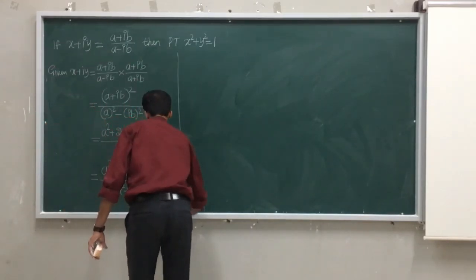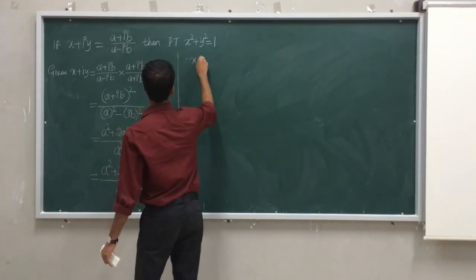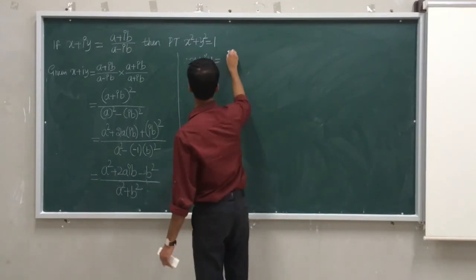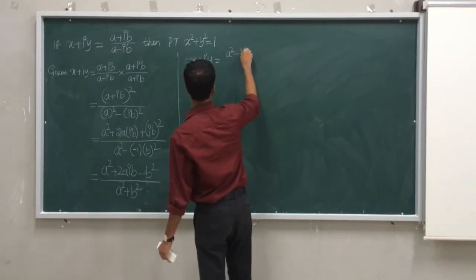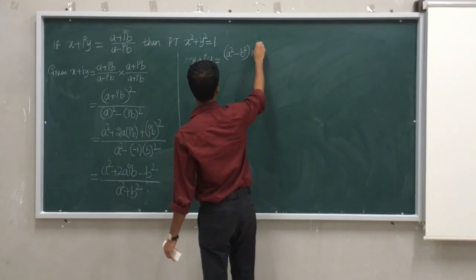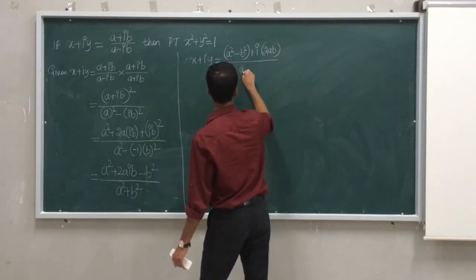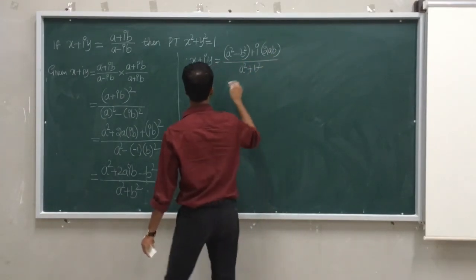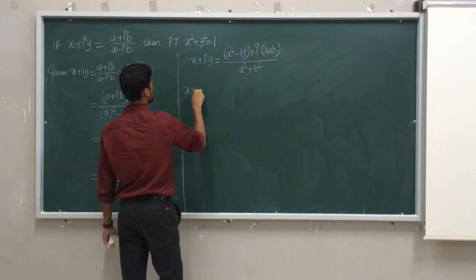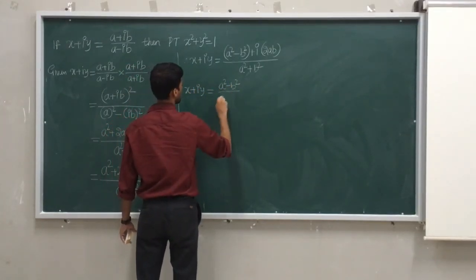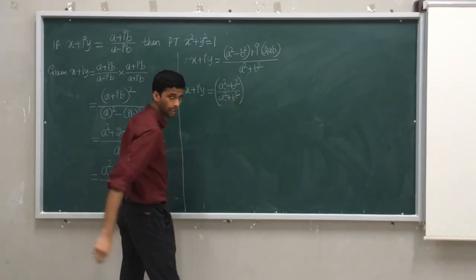With this I want to know, therefore x plus iy is equal to, I will make this one group, a square minus b square plus i times of 2ab divided by a square plus b square. Therefore x plus iy is equal to a square minus b square divided by a square plus b square. Okay, this is one part.